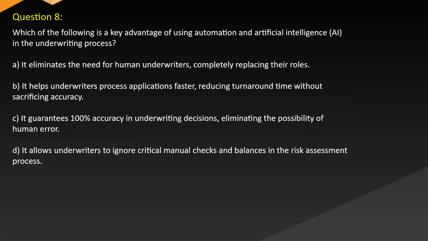Question 8. Which of the following is a key advantage of using automation and artificial intelligence (AI) in the underwriting process? A. It eliminates the need for human underwriters, completely replacing their roles. B. It helps underwriters process applications faster, reducing turnaround time without sacrificing accuracy. C. It guarantees 100% accuracy in underwriting decisions, eliminating the possibility of human error. D. It allows underwriters to ignore critical manual checks and balances in the risk assessment process.